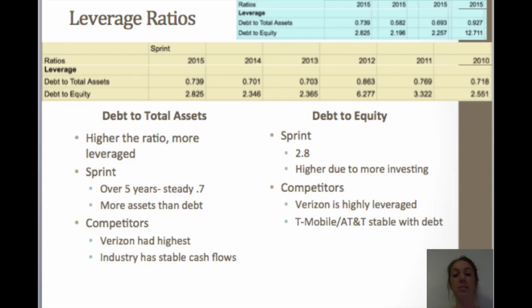In comparison to the competitors, Sprint has a higher debt to equity ratio than T-Mobile and AT&T, and that might indicate that they have way more debt. Verizon's debt to equity ratio is much higher than the other competitors at 6.31. That sounds really bad, but because Verizon is really highly leveraged, that might mean it is a little skewed.